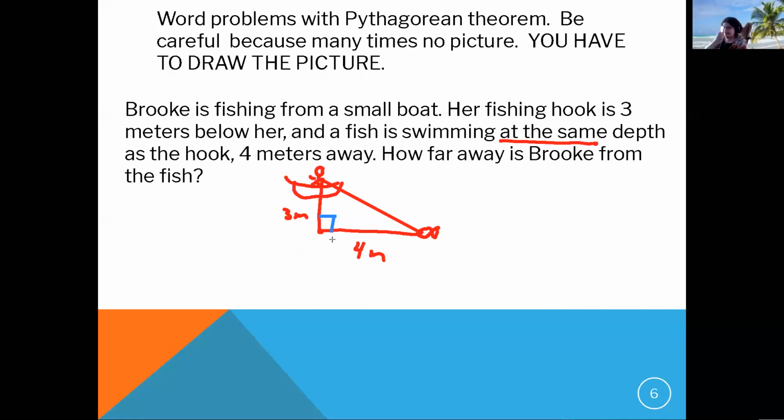Right, Brittany? Yes. Okay. I'll just put a little question mark right here because I don't know what this is. This is what I'm looking for, the question mark. What is C? The hypotenuse, right? Yes, it's C. So what am I going to label as A and B? The 3 is A and the 4 is B.